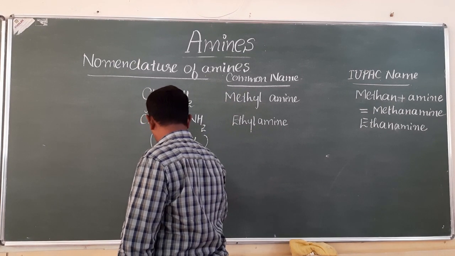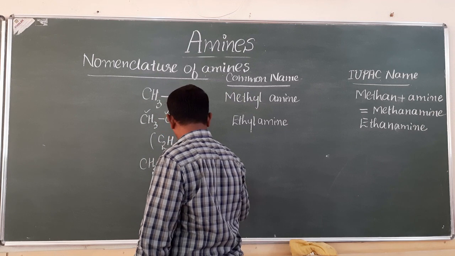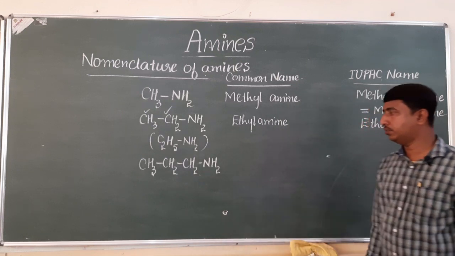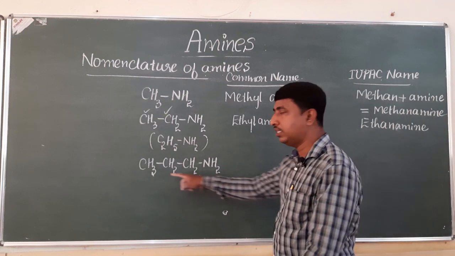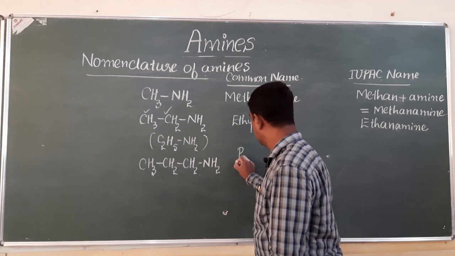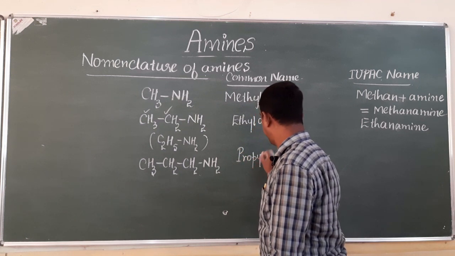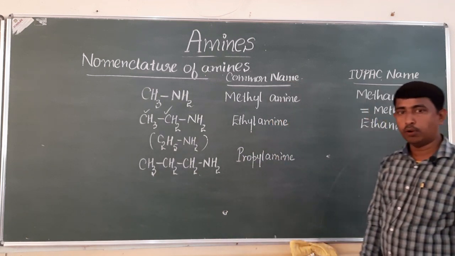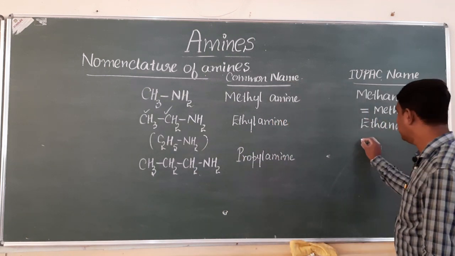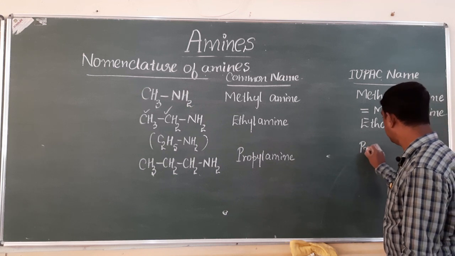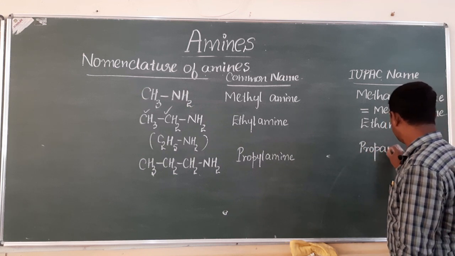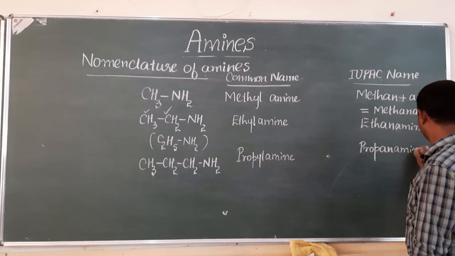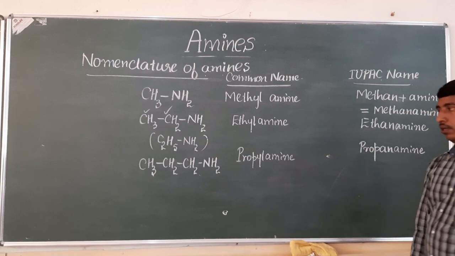Next, the third one, CH3CH2CH2NH2. Totally there are 3 carbon atoms. This is propyl, so it is propylamine. For the IUPAC name, the number of carbon atoms is 3, so it is propane, and the name is propaneamine.